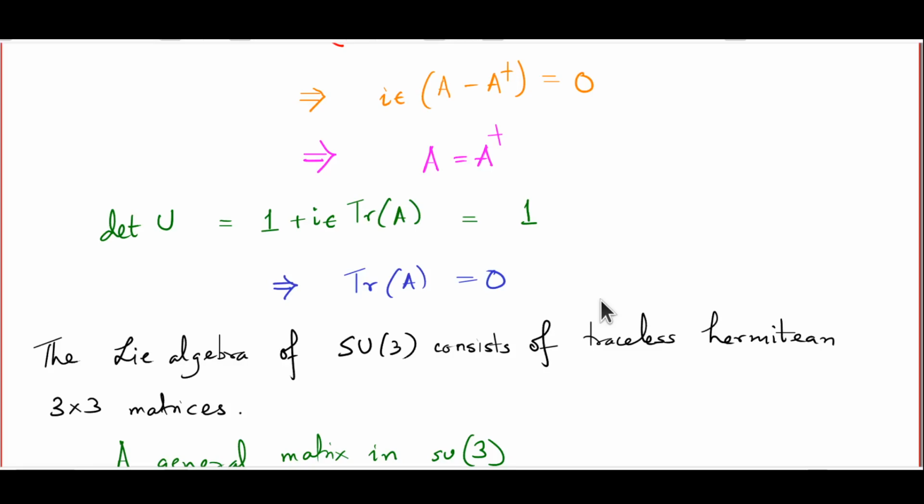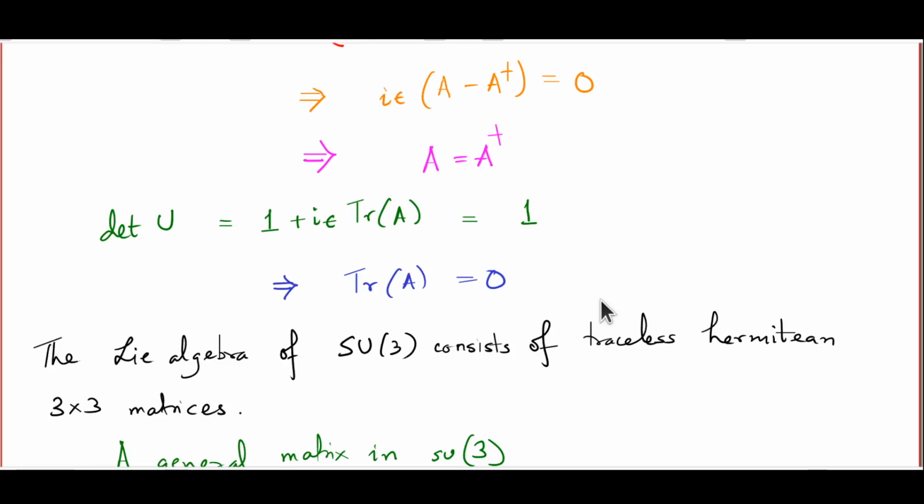So how many such independent matrices can be there? Note that because you are insisting on Hermiticity, all the diagonal elements of these matrices should be real. So that gives me 3 parameters. When you go on the off-diagonal side, there are 6 off-diagonal elements, but of which 3 are complex conjugates of the other 3. So knowing any 3 of them would give us all of them.